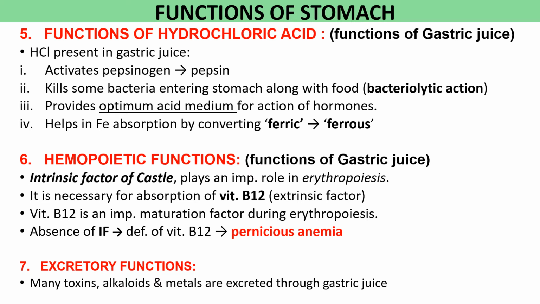The sixth set of functions is hemopoietic functions. These are also the functions of gastric juice. Now, the hemopoietic function is that the chief cells of the stomach secrete the very important intrinsic factor of Castle, and this intrinsic factor plays a very important role in erythropoiesis. It is necessary for the absorption of vitamin B12, that is, intrinsic factor should be there. In the absence of intrinsic factor, there will be no absorption of vitamin B12, and that will lead to deficiency of vitamin B12 and ultimately cause pernicious anemia.